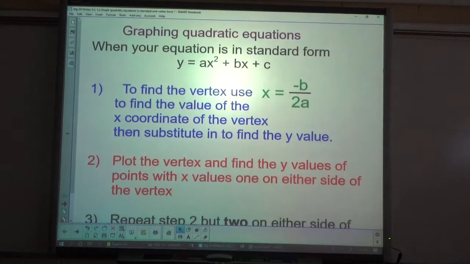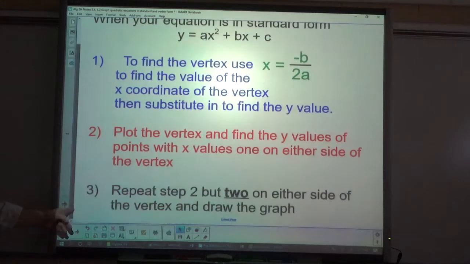So after we've done that, we're going to plot the vertex and find the y values of points with x values, one on either side of the vertex. Then we're going to repeat step 2, but we're going to go 2 away from the vertex on either side. And you'll see how that all works in a second.